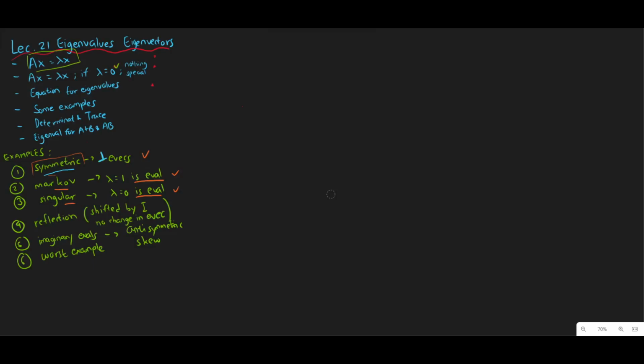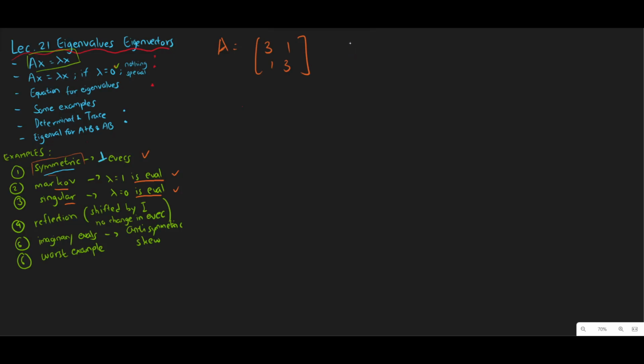Hello, this is the fourth part of Lecture 21, review of Eigenvalues and Eigenvectors. There are only two more topics left to discuss in this chapter, which are the determinant and trace, and the eigenvalues for A plus B and A times B. Let's bring out our previous example of A equal to this matrix.